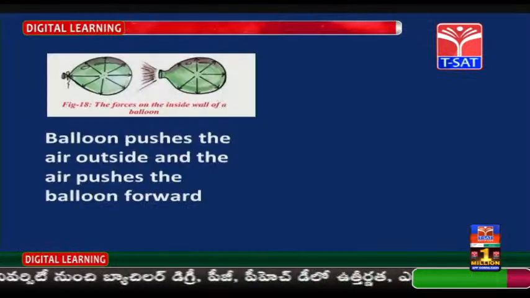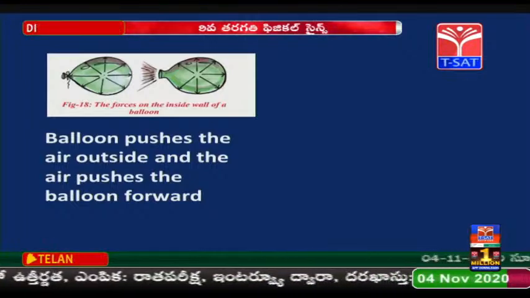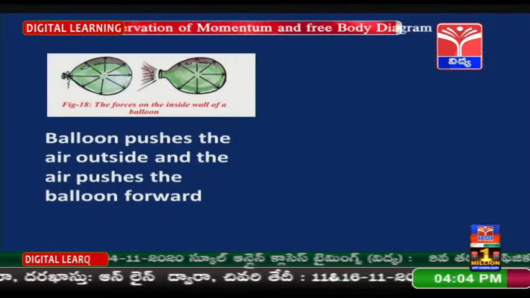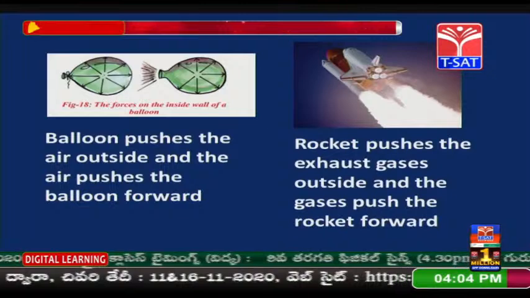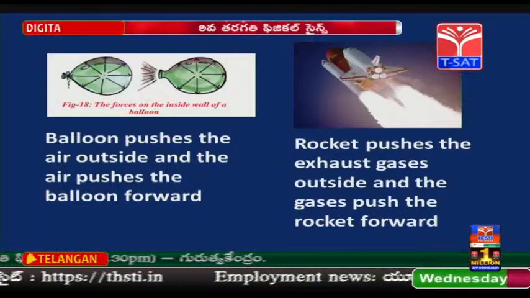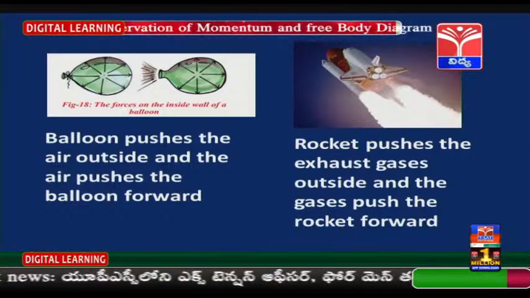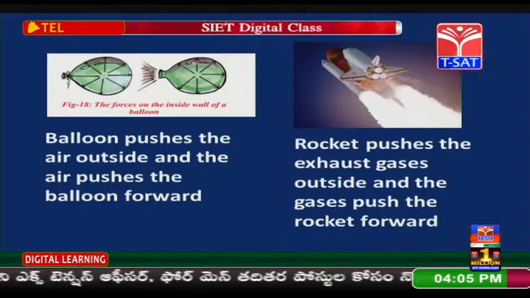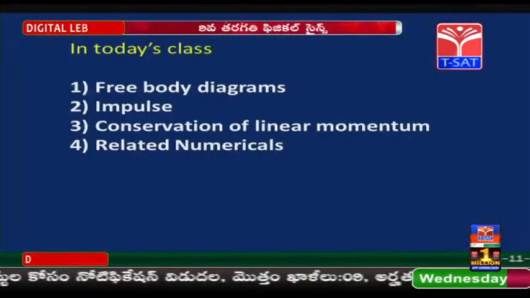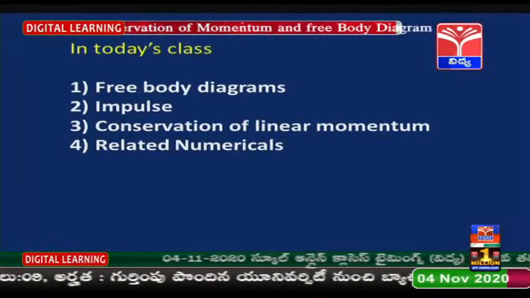We have seen in the case of a balloon, where balloon pushes the air outside and the air pushes the balloon forward. We have seen this in case of a toy car. Similarly, rocket works on the principle of Newton's third law. Rocket pushes the exhaust gases outside, the gases push the rocket forward. In today's class, we will discuss free body diagrams, impulse, conservation of linear momentum and related numericals.